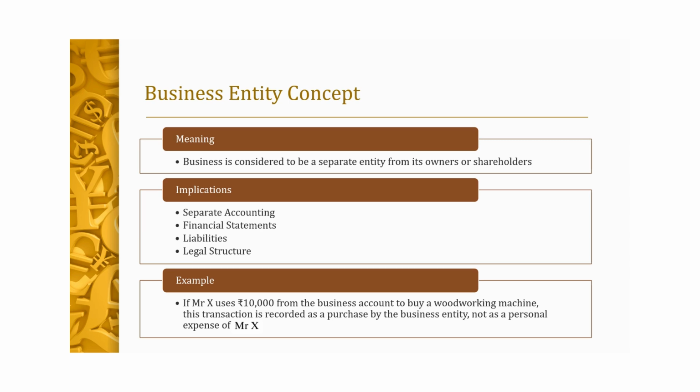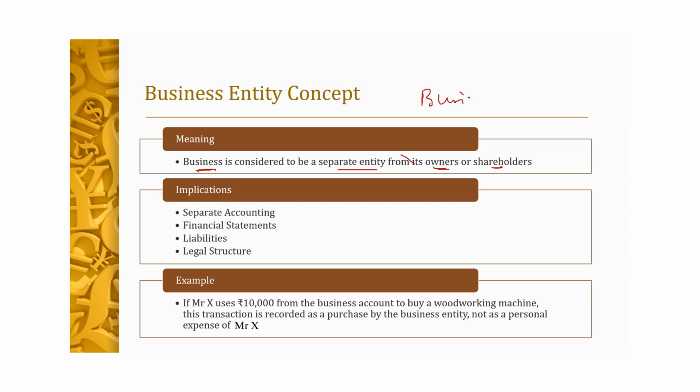So basically बिजनेस एंटिटी कॉन्सेप्ट कहता क्या है? ये कहता है कि ओनर और शेयर होल्डर्स दे हैव द सेपरेट एंटिटीज. ओनर एंड शेयर होल्डर्स हैव द सेपरेट एंटिटी फ्रॉम द बिजनेस. मतलब क्या है इस बात का? दिस मीन्स कि बिजनेस एंड शेयर होल्डर्स दोनों अलग अलग हैं, दोनों एक दूसरे से अलग हैं.